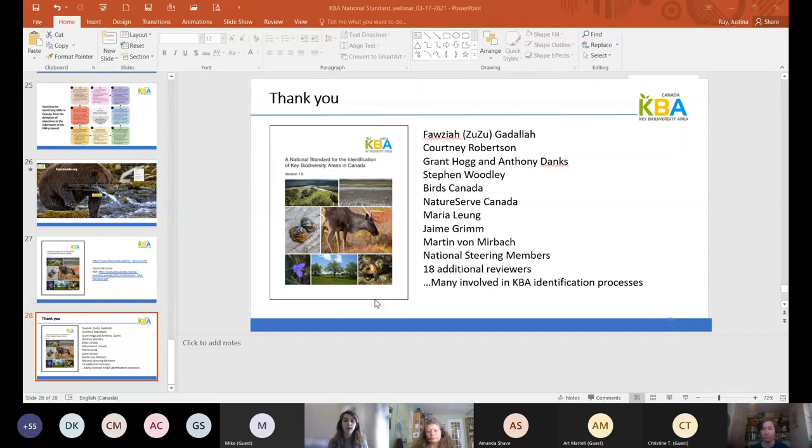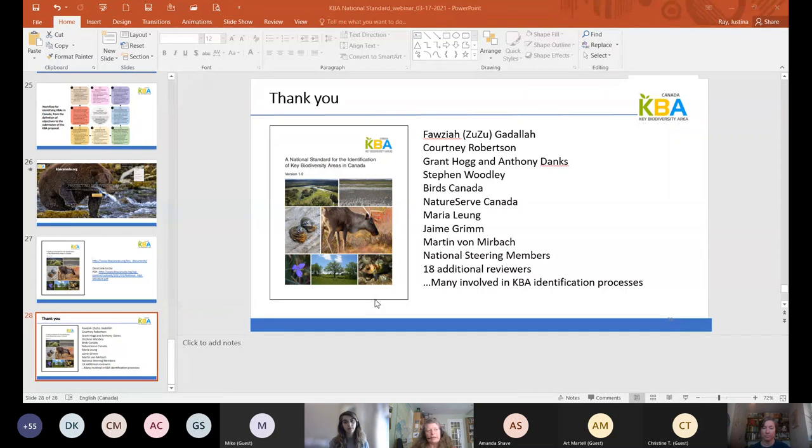Barb asks, how are consumptive uses of wildlife dealt with? So for example, hunting, trapping, and culls by governments. They're not particularly relevant to most of the criteria. It's really the actual species situation that dictates, based on the parameters that I showed before, in particular the percentage of the range or such features, whether a site is occurring.